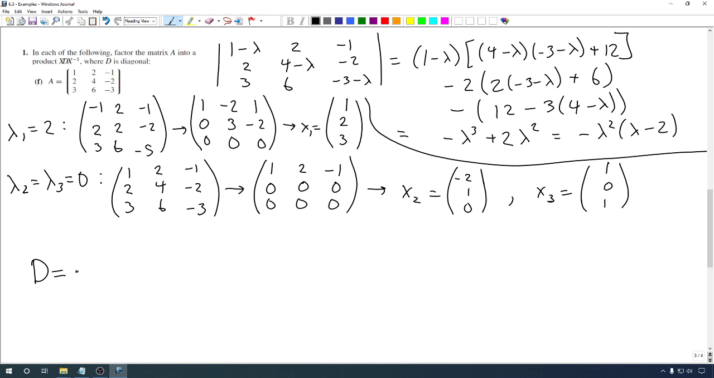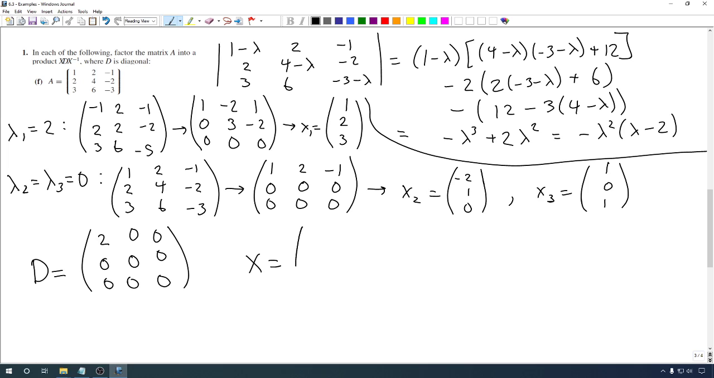So again, we're going to take our diagonal matrix to use these eigenvalues. So we have 2, 0, 0 as our diagonal elements. Now, it may not look necessarily too diagonal once we have 0 as our diagonal elements, but it still is a diagonal matrix. Everything else is zeros, and that's our diagonal matrix.